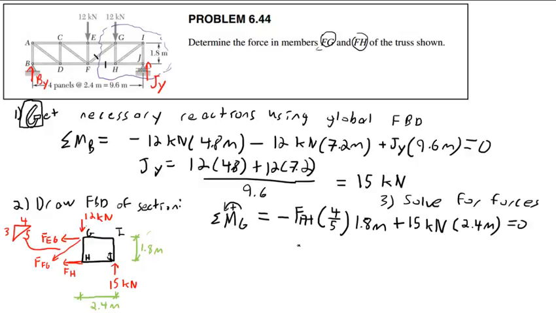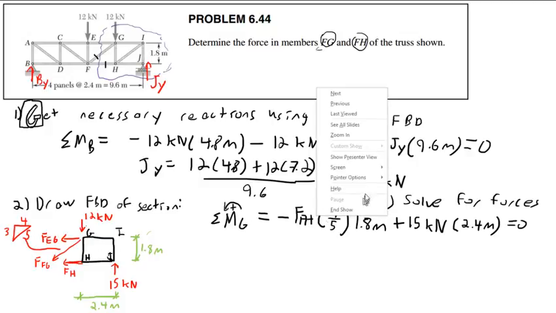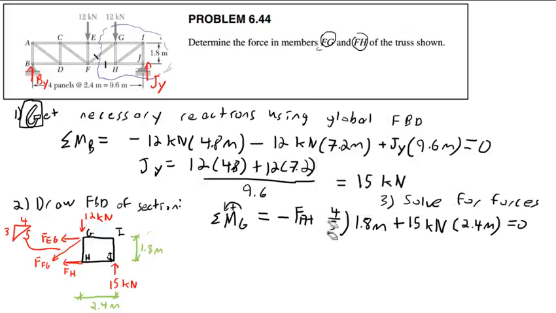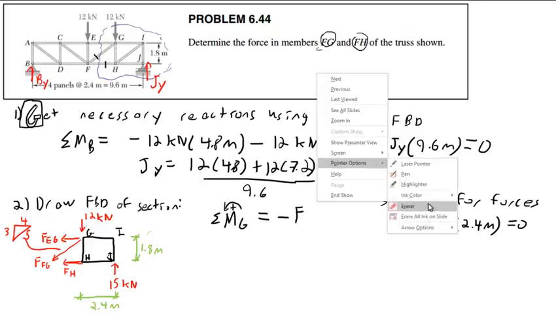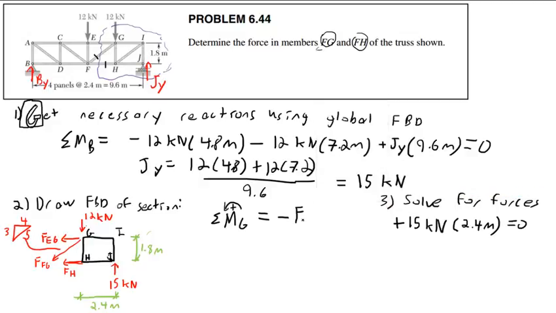The 4 over 5 again is to give us the x component of the... oh wait, I'm an idiot. I'm sorry. It helps if I get it right the first time. Negative FFH times 1.8 meters. Much simpler.